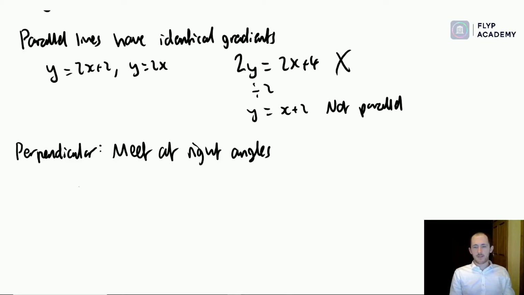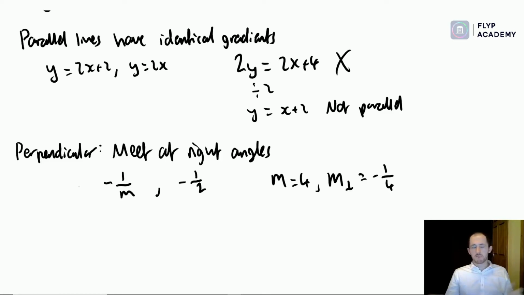Okay, and they have a negative reciprocal gradient, so it looks like this. Again, if we say that our gradient was 2, then the perpendicular line will have a gradient of -1/2. That's it. And if the gradient was 4, the perpendicular line would be -1/4. That's it. Flip the sign, 1 over, done. Okay, hopefully not too bad.